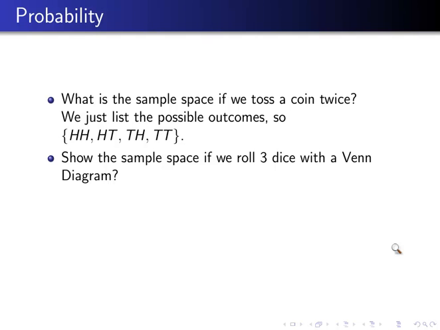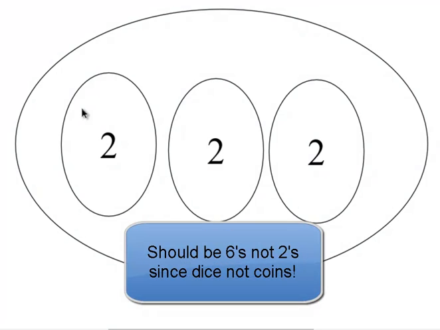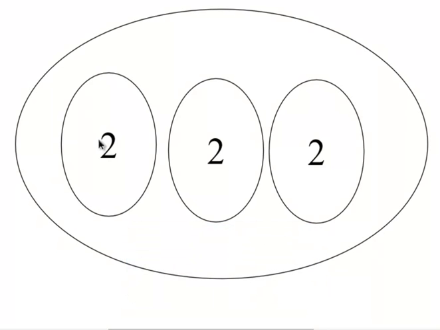Show the sample space if we roll 3 dice with a Venn diagram. So we're tossing 3 coins. Each can be either head or tails. So there are 2 possibilities for each toss.